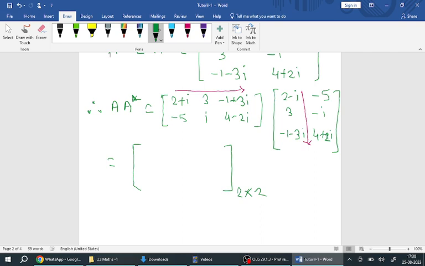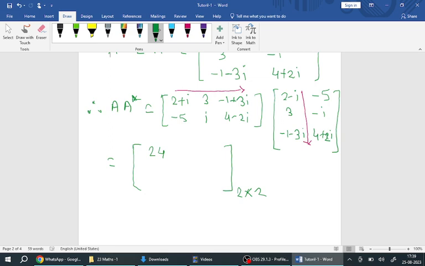First row, first column gives us the first element. You will observe 2 into 2 is 4, minus i square, so that is plus 1, that becomes 5. Then 5 plus 9 is 14. And the last one, you will observe minus 1 square is 1, minus 9 i square, so plus 9. So it is 10. 10 plus 9 is 19. 19 plus 5 is 24. So you should check this calculation. This is 24. Just like that, you have to do the entire multiplication here.